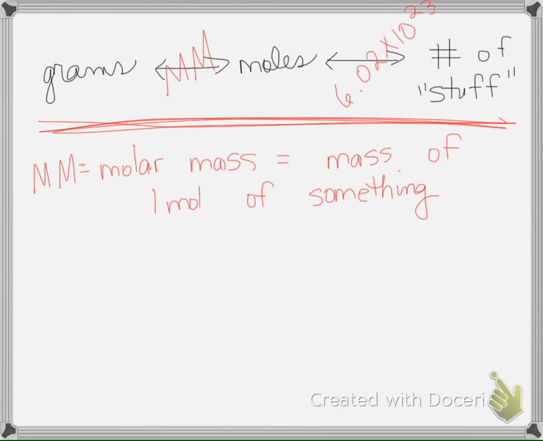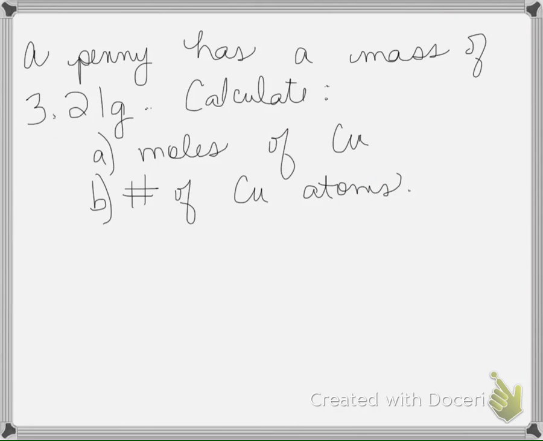If we look back at our flow chart that we just wrote, to go from grams to moles, I use a molar mass. Molar mass of what for this problem? Molar mass of copper. What is the molar mass of copper? 63.55. So to set part A up, you're going to start with what you're given in the problem. The problem says that you've got 3.21 grams of copper, because we're assuming our penny is solid copper.